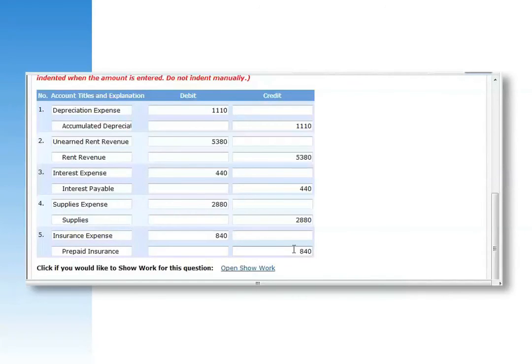So that concludes our 5 adjusting entries for Beckett Rental Agency.